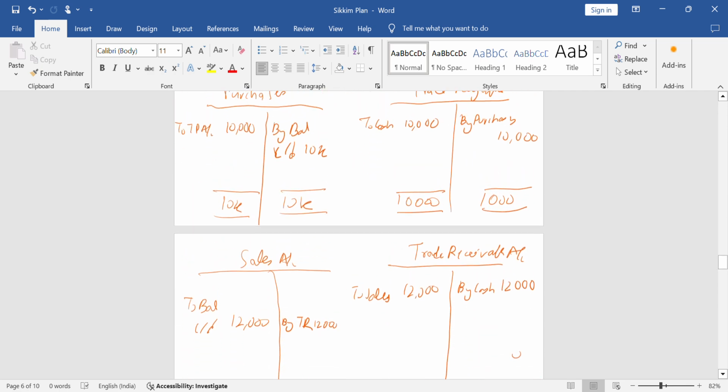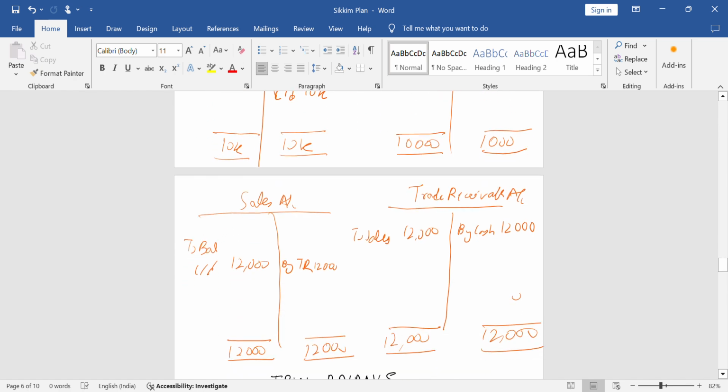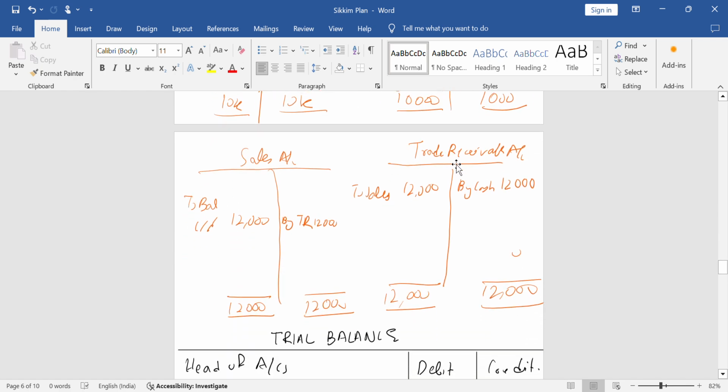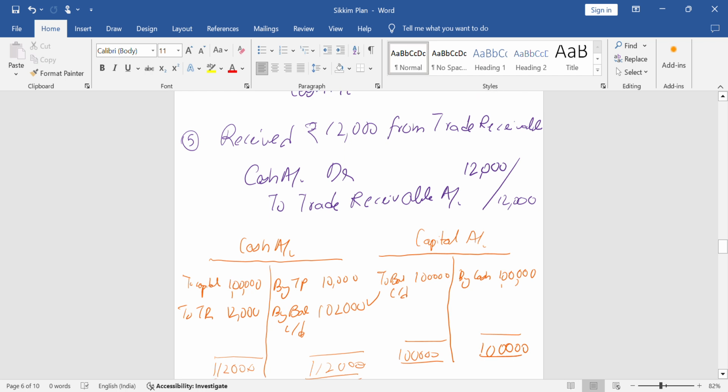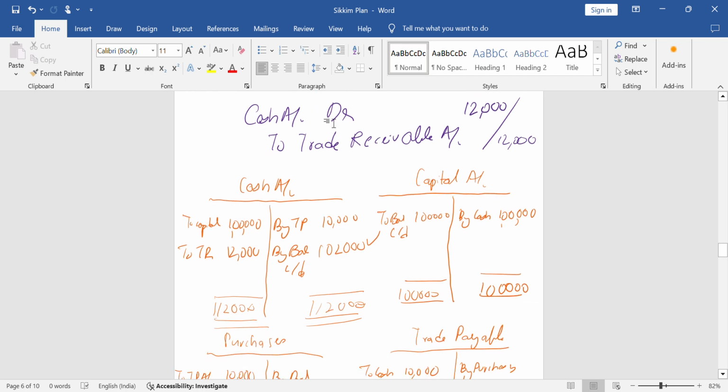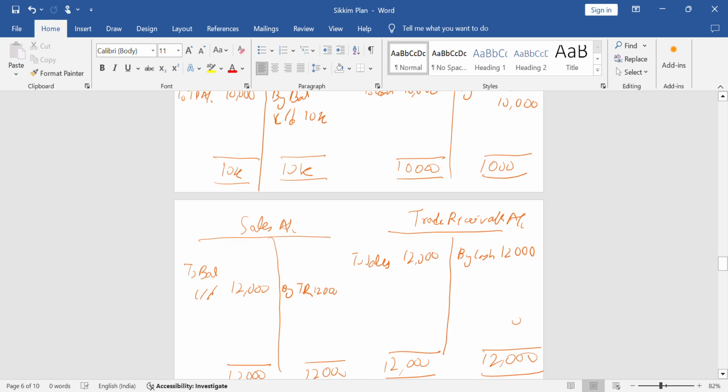Then after making payments to trade receivable, we received cash from trade receivable. So in case of this transaction, we will go to the cash account. Cash account is debited and trade receivable account is credited. So in cash account increasing, so to trade receivable 12,000 rupees, and immediately we will show the effect in trade receivable account. By cash rupees 12,000.